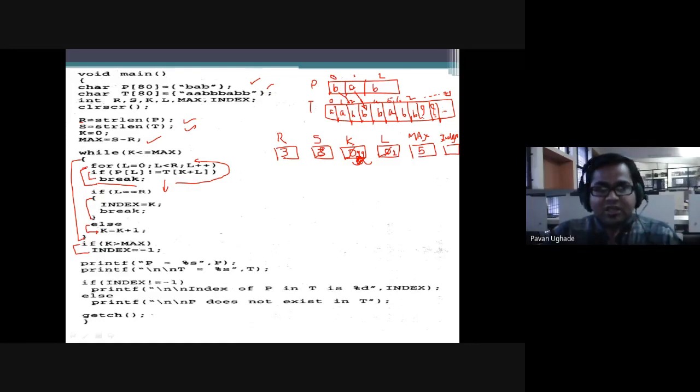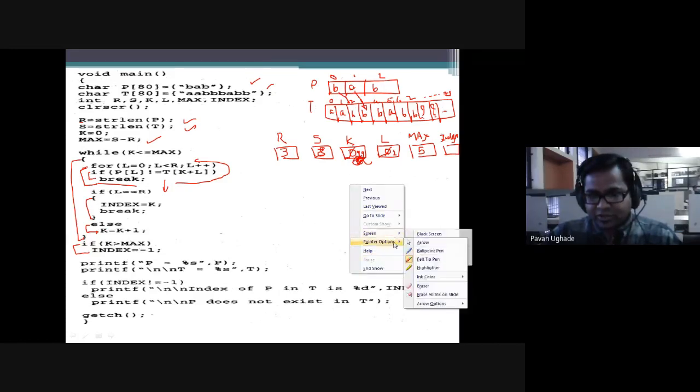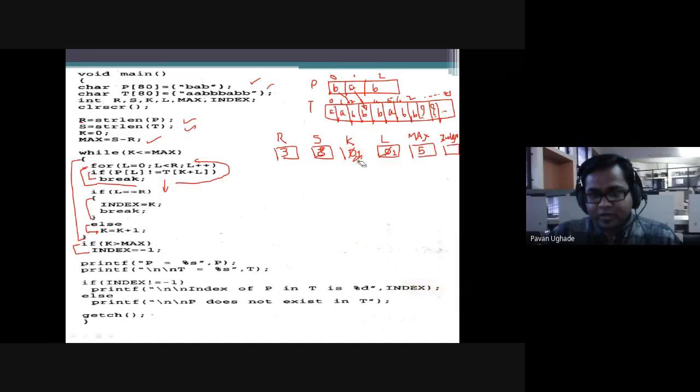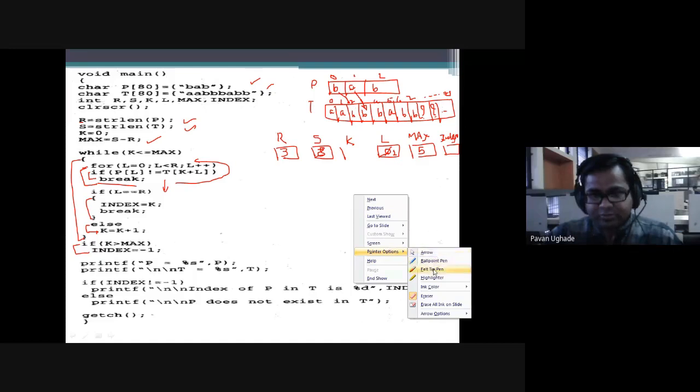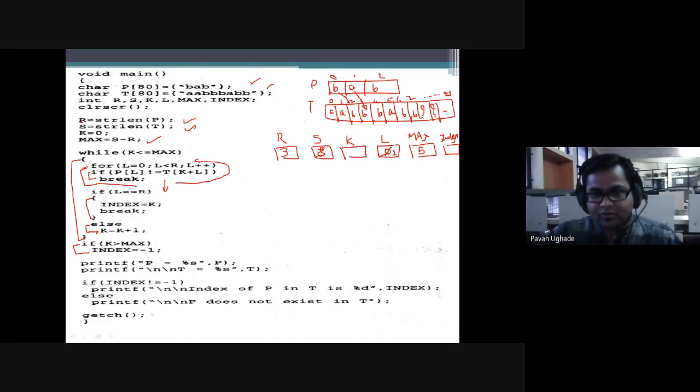Here it comes. Else is saying that okay, K value you increment with, just let me use the eraser. I erased everything. Okay, let me take the pen. Now it was 2, now it is incremented to 3. So again it goes here, K value 3 is less than or equal to max, condition true.